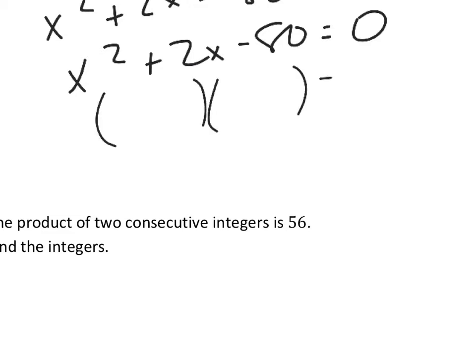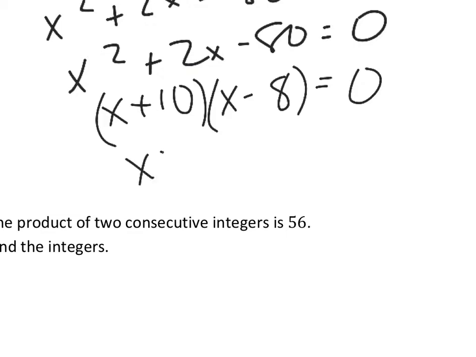Again, you're going through these steps in your head each time. So I need two things that multiply to 80 that add to 2. I got them. I hope you do. So we have x and x. So think about it. Two things that multiply to 80 add to 2. Need a positive 10 and a negative 8. Multiply to negative 80, check. Add to 2, check.